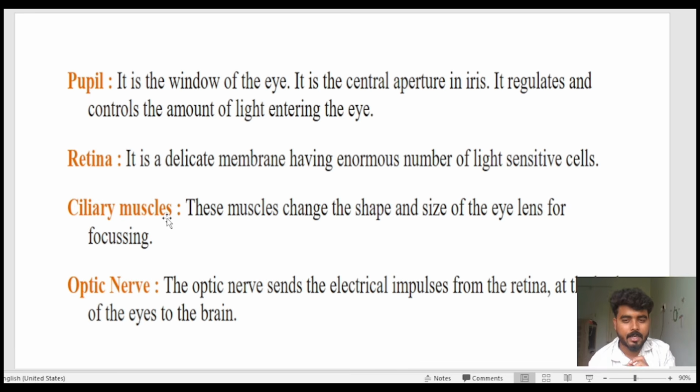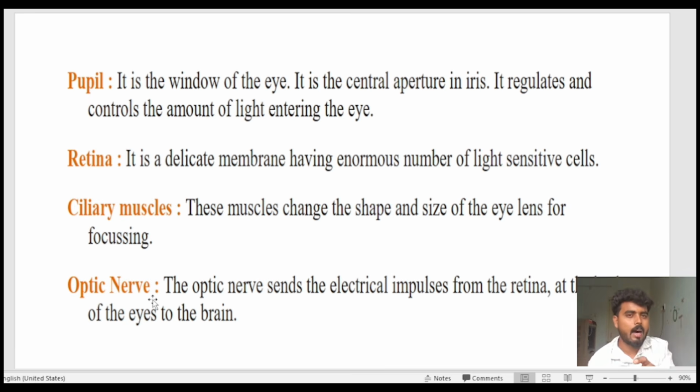What is the meaning of optic nerve? Here you can see the optic nerve. Optic nerve is nothing but a simple thing. It is like a cable which connects the eye and the brain.